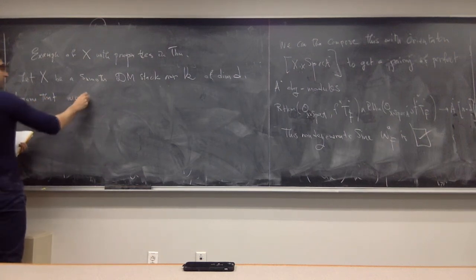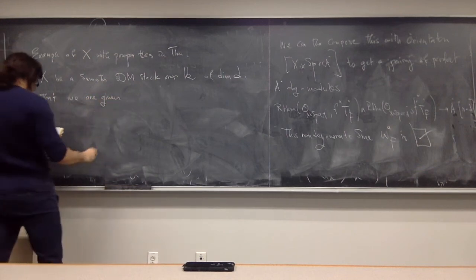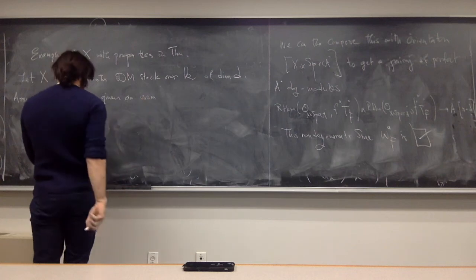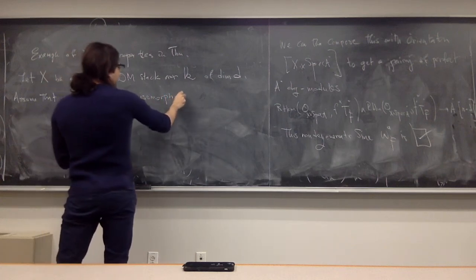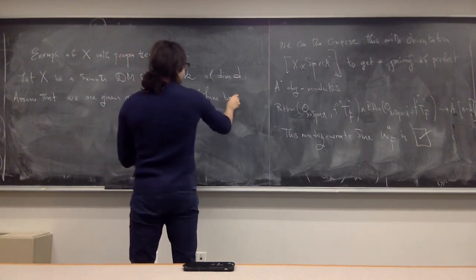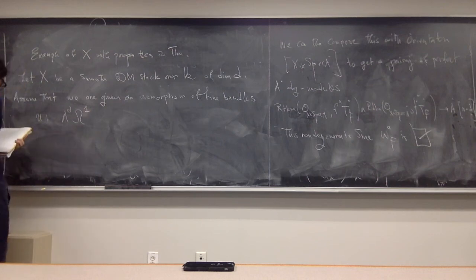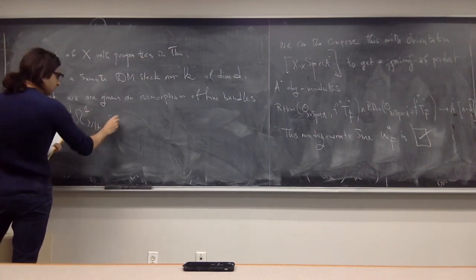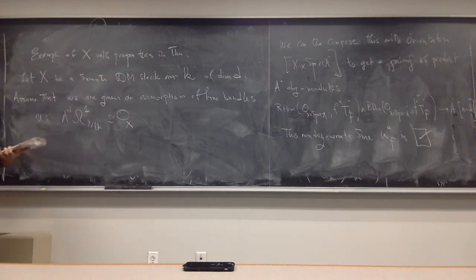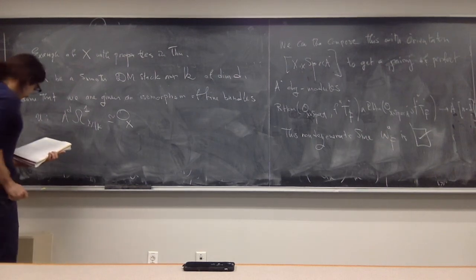Assume that we are given an isomorphism of line bundles, U, from lambda^D Omega^1 of X over K to O_X. That is a top volume form, the canonical bundle. Think about the moduli space of stable sheaves on a K3 surface. That's actually exactly the case.